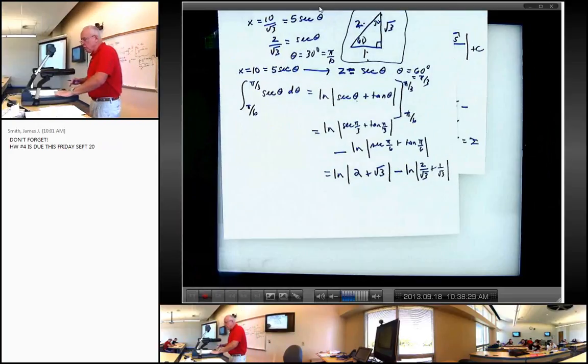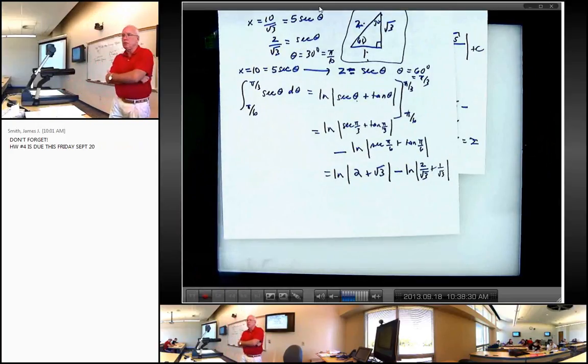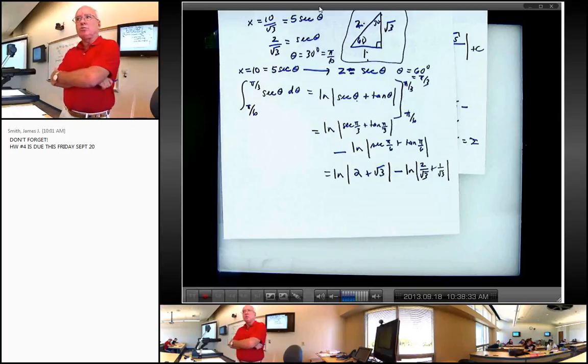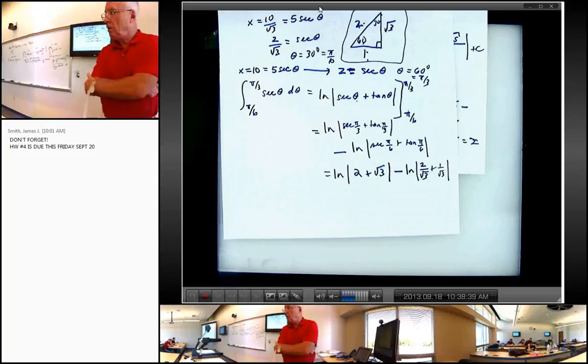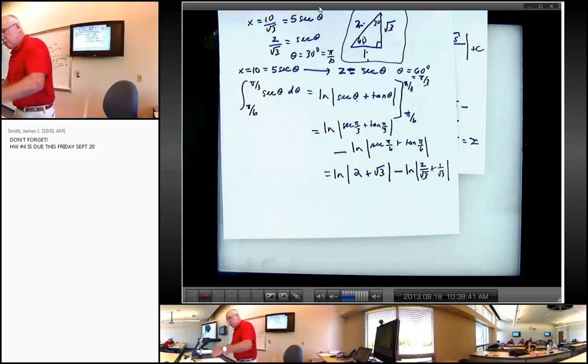So we don't have to go back to our original limits of integration for the definite integrals, because we're just figuring out a number that it's equal to.